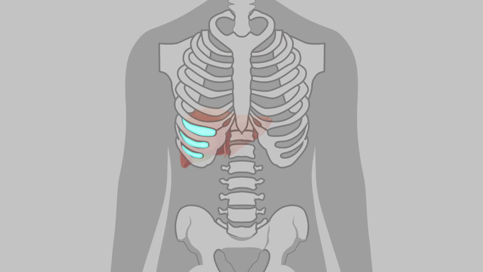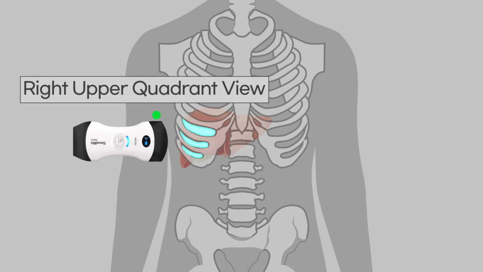The patient is in the supine position. eFAST is conducted by assessing 6 specific areas. Let's start the eFAST scanning from RUQ.